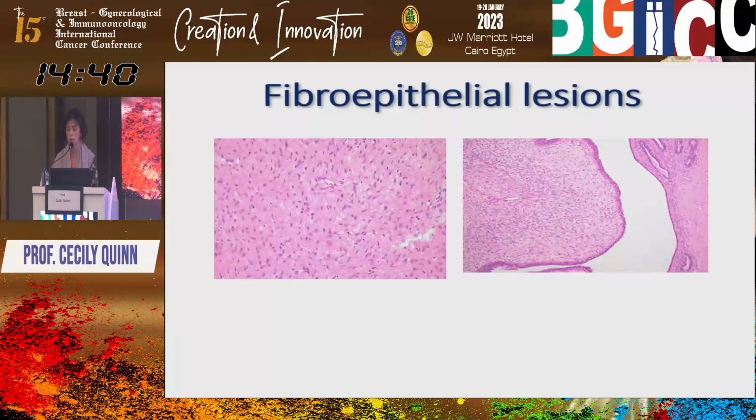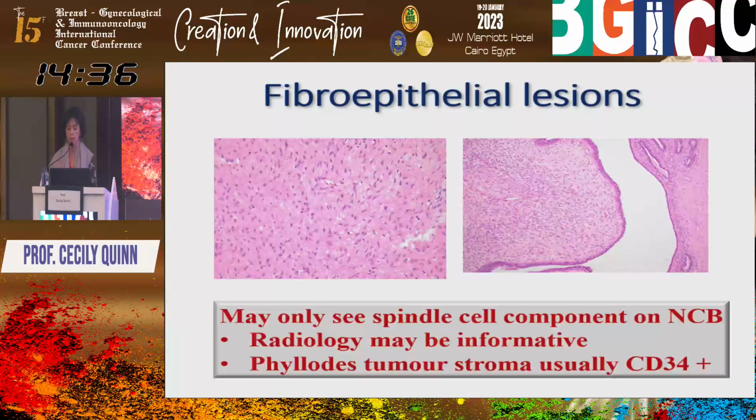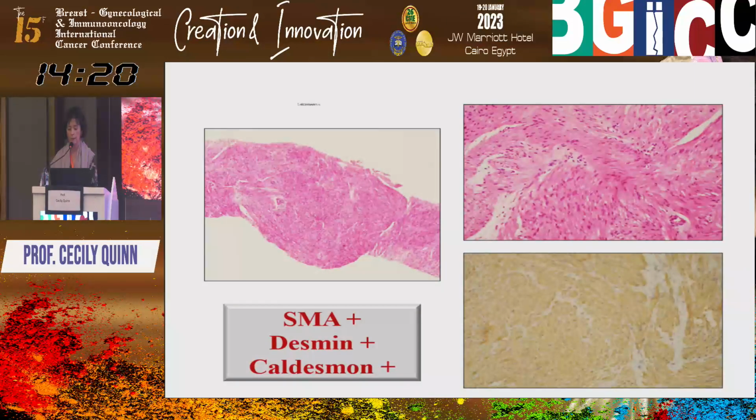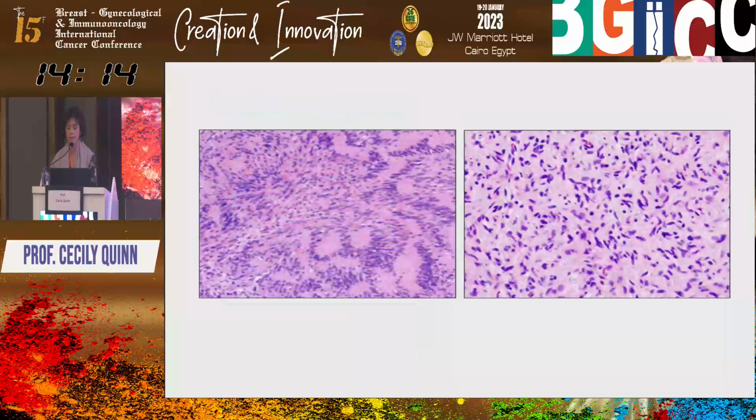But as I said, usually these do not present as bland spindle cell lesions, but do keep them in mind. And if you only see a spindle cell component on the core biopsy, the radiology may help you to suspect phyllodes, and usually, as I said, you will get CD34 positivity, but it tends to be less intense on high-grade lesions. This is an example of a leiomyoma, another consideration in the differential of a round spindle cell lesion.